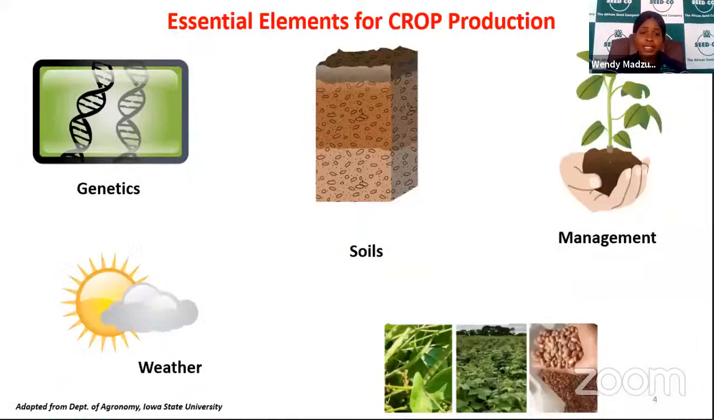So for crop production to be profitable, there are essential elements that need to be taken into account. First and foremost, you need to take note of the genetics, which is the germplasm. If you're going to be profitable, you need to start right. You need to start with the right seed. So the right seed will enable you to get high yield, high tolerance to problematic diseases that might occur in that particular crop that you will be establishing.